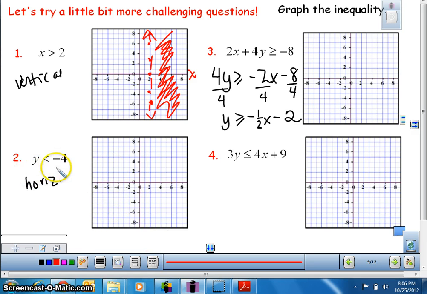As you are taking a look at y is less than negative 4. Again, we know it's horizontal. We're going to go down to 0, negative 4. And in this case, all of these points along here is where y is less than negative 4. We're going to have it being dashed, and less in this case means below. Please try and graph number 3 and 4 so we can look at those and talk about them with your shoulder partners tomorrow in class.